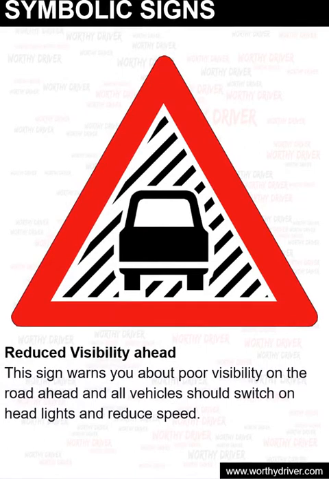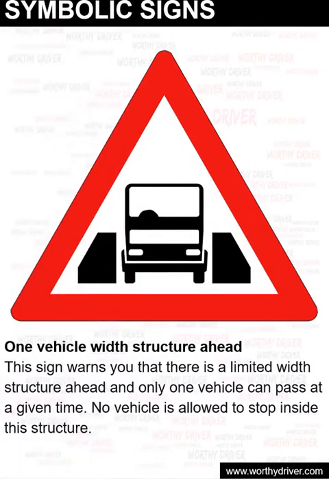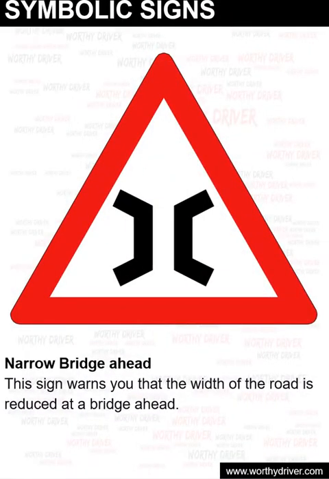Reduced visibility ahead. This sign warns you about poor visibility on the road ahead, and all vehicles should switch on headlights and reduce speed. One vehicle width structure ahead. This sign warns you that there is a limited width structure ahead, and only one vehicle can pass at a given time. No vehicle is allowed to stop inside this structure. Narrow bridge ahead. This sign warns you that the width of the road is reduced at the bridge ahead.